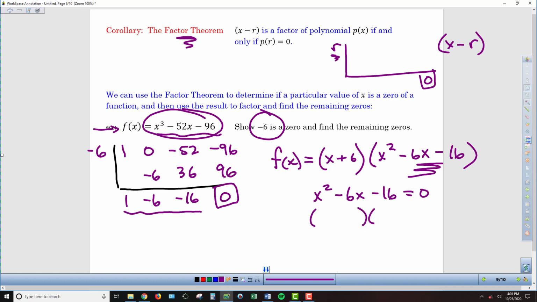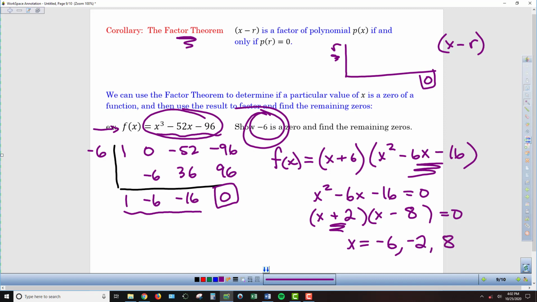So we break it up into our two sets of parentheses, x and x. Hopefully we know that it's going to be one positive and one negative. So we're looking for two numbers that multiply to make 16, but have a difference of 6, with the negative number being larger. So I'm going to have a -8 and a +2. And so then if I set those two factors equal to 0, to go along with the -6 that was given to us, my remaining zeros are going to be -2 and +8.